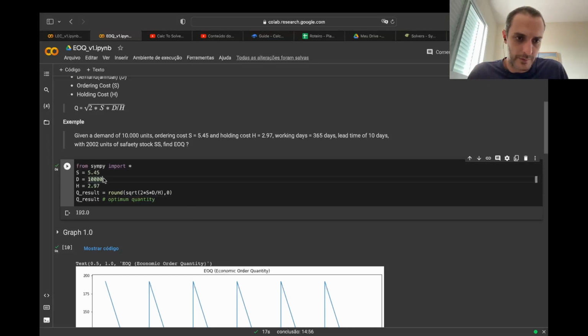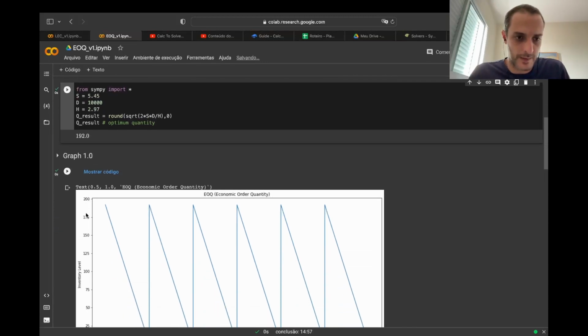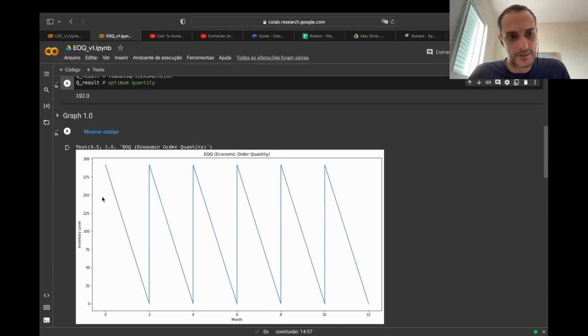We can hard code some values here, otherwise we would have to get real data or go with a more complex approach. So let's start simple. Running the code to evaluate the expression, we get 192 units. So that's the minimum and optimum quantity: 192 units.